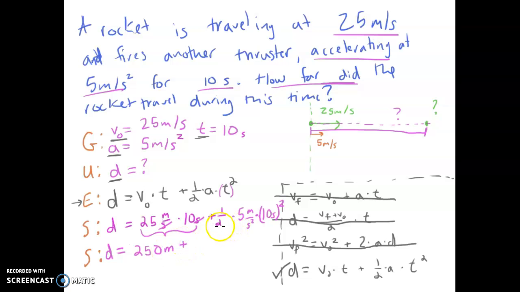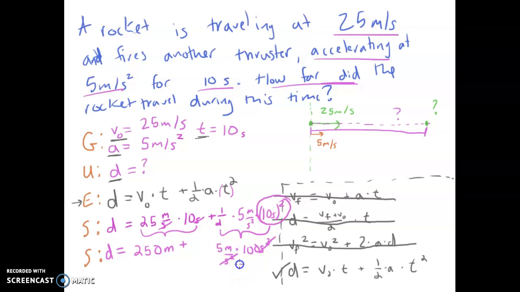And now we'll work with this term here. We have to do this in a couple of steps. Let's start with order of operations. We do our exponents first. So 10 squared is 100. Seconds squared is seconds squared. And then we're multiplying this by 5 meters per second squared. Like I was saying earlier, just like if we had an x or a number here, when we have an s squared and we divide by an s squared, that cancels out.